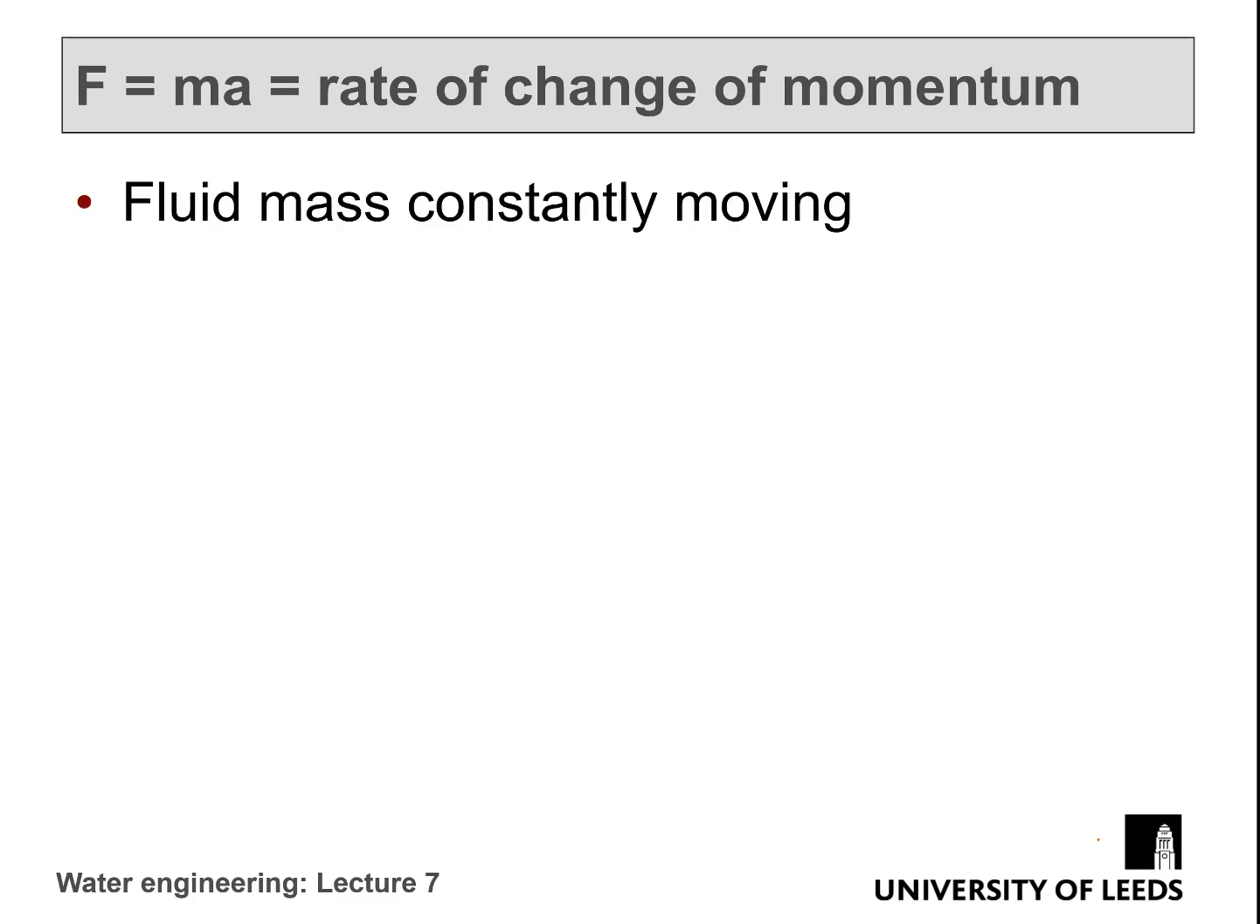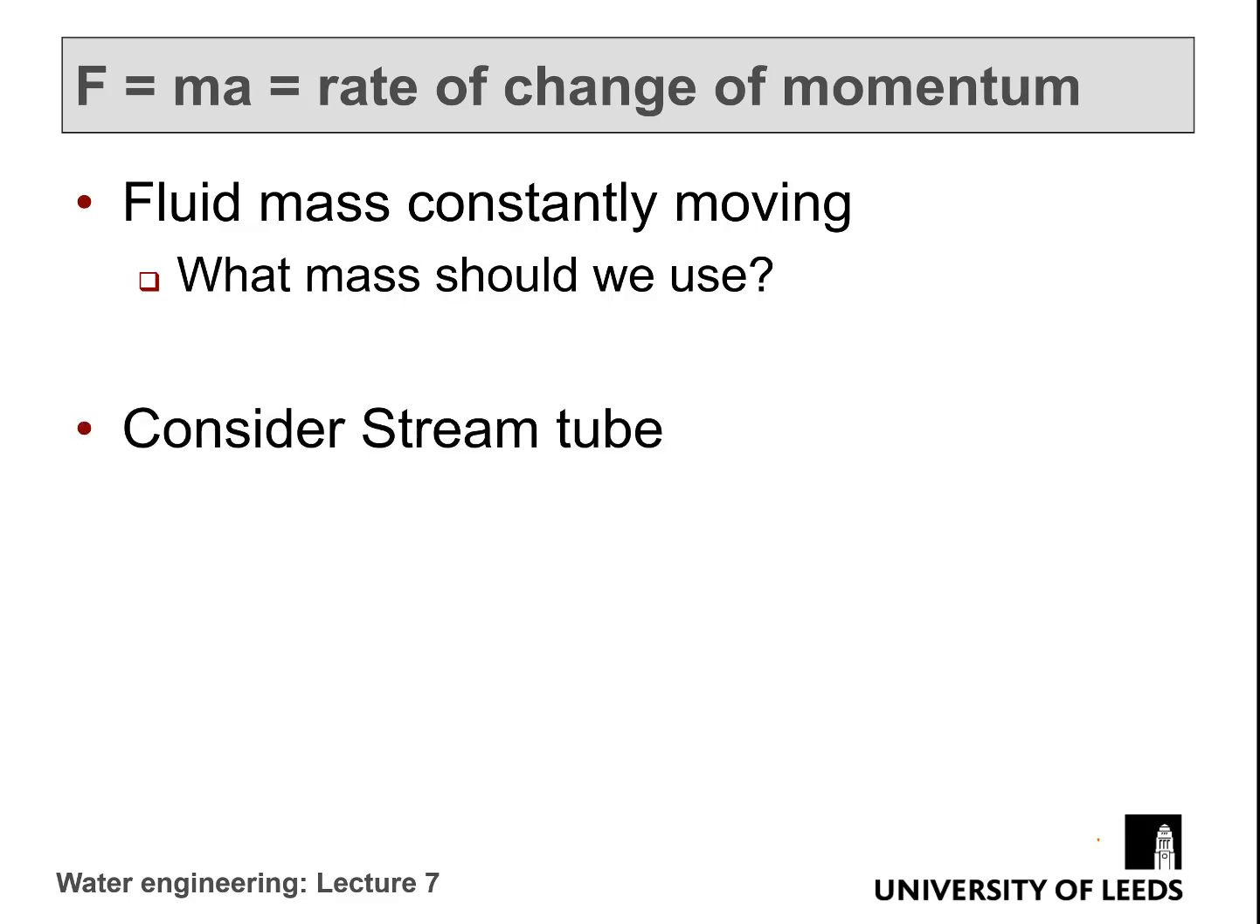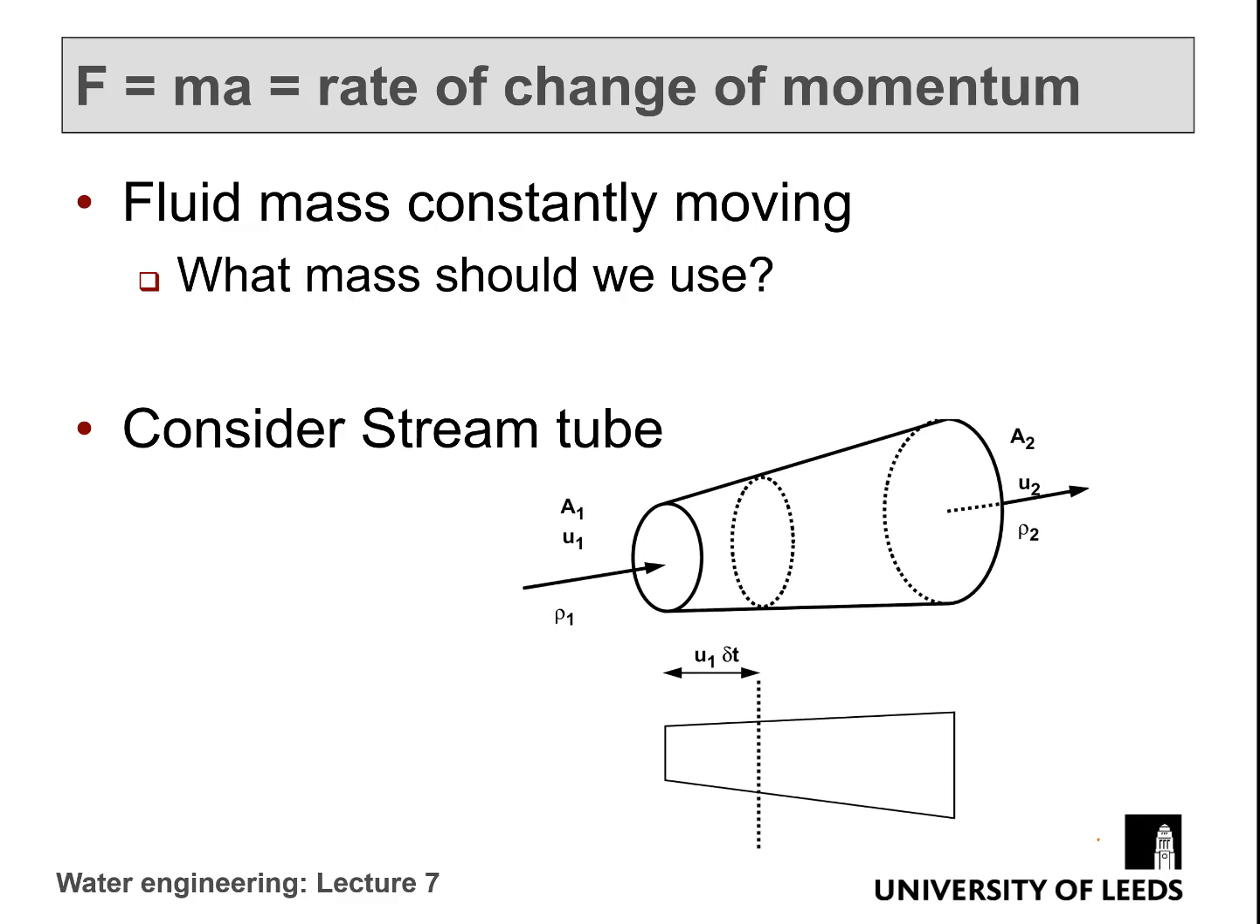So we've got a fluid mass that's constantly moving. So what mass should we use? Well, we consider a stream tube. Right, here's a diagram of a stream tube. Remember what a stream tube is. It's rather like a pipe, and you can see here this is a pipe that's getting wider, it's diverging, but the pipe walls are not walls in the stream tube. They're moving at the velocity of the fluid.